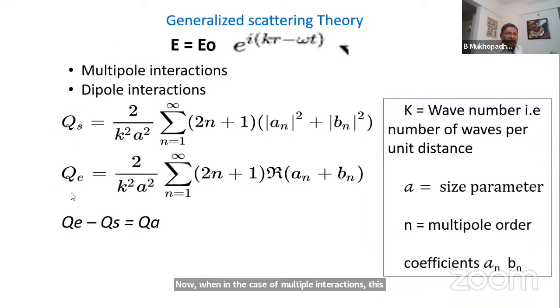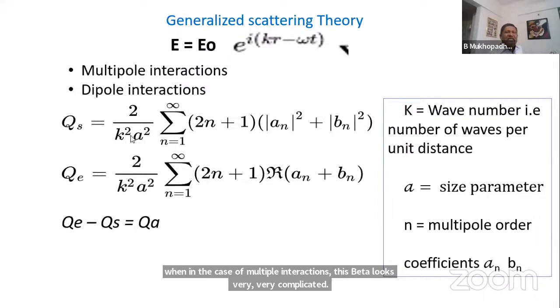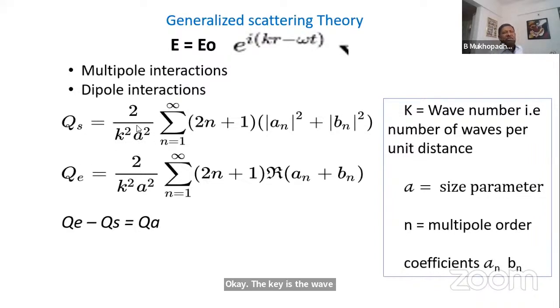Okay, K is the wave number. A is related to the size of the scattering particle. It always varies inversely to the square of it. And this is the wave number. Okay, inverse of it will be the wavelength. And this AN and BN, this whole thing is compressed into a very simple looking thing, but both AN and BN are coefficients of infinite series.